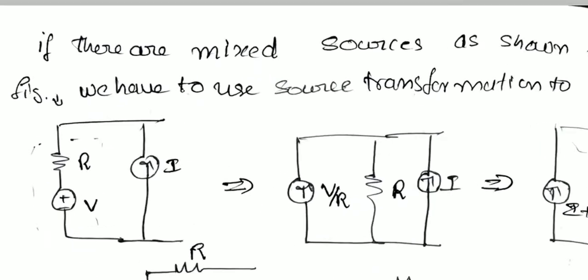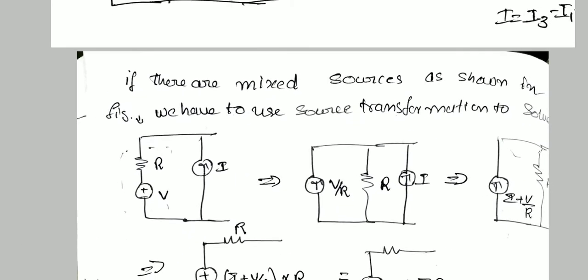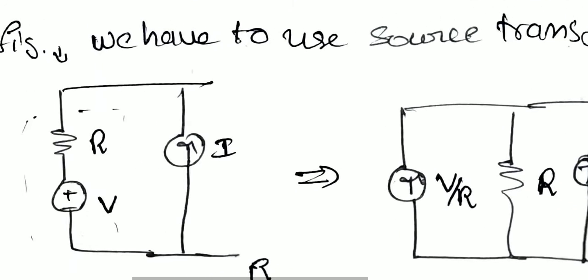Here we can observe that there is a mixture of voltage and current sources, a mixture of series and parallel network. At that time, what we first have to do is convert a voltage source with a resistance in series into a current source with a resistance in parallel. The value of R will come as it is. So the value of R is not changed.